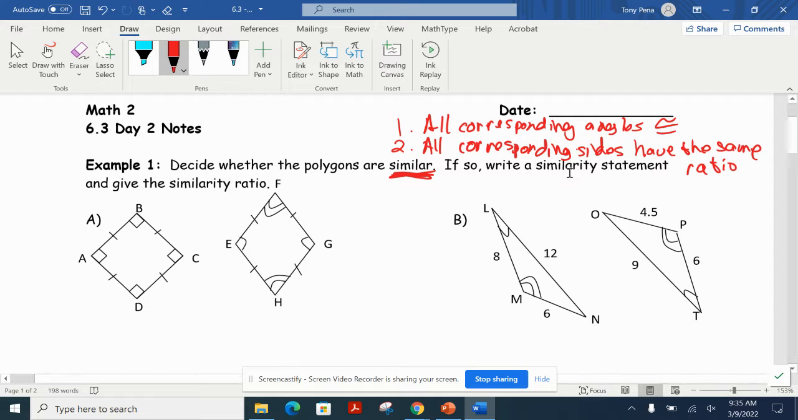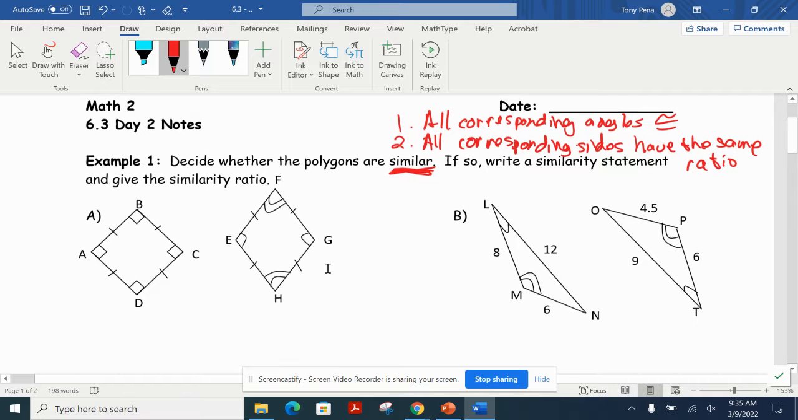before we left for a little mini break there. So just kind of refamiliarize ourselves with that. That's what these first four are getting into. It says decide whether the following polygons are similar. If so, you're going to write a similarity statement. You remember how we wrote those, and then give the similarity ratio. So a lot of stuff here at once is a little review.